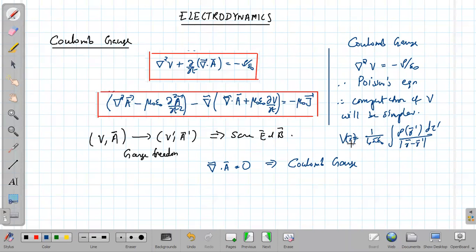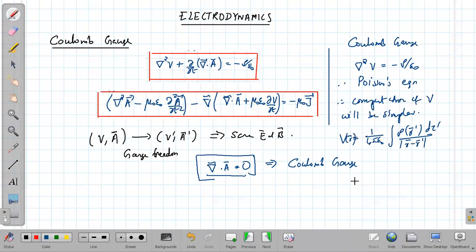So the potential computation becomes very easy if you use Coulomb gauge, whereas the vector potential has to satisfy this particular equation, which is more complicated. So that is what we have to say about the Coulomb gauge. In Coulomb gauge, the condition is del dot A equals 0, and if you set del dot A to 0, the differential equation satisfied by the scalar potential takes the form of Poisson's equation, and its solution is very straightforward. But the computation of A would be difficult.